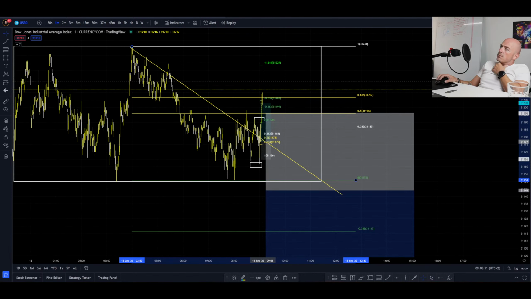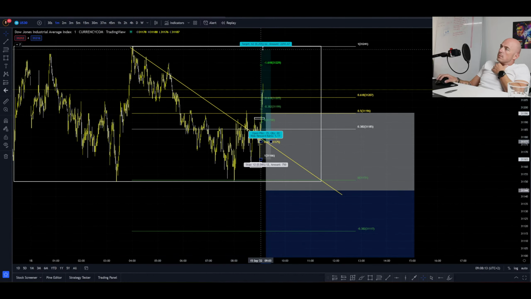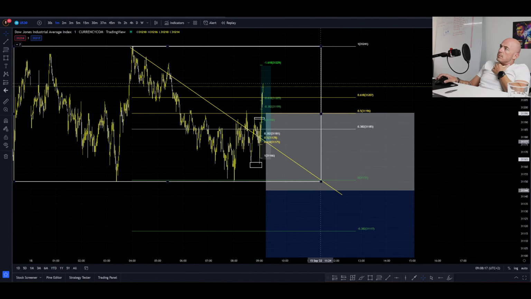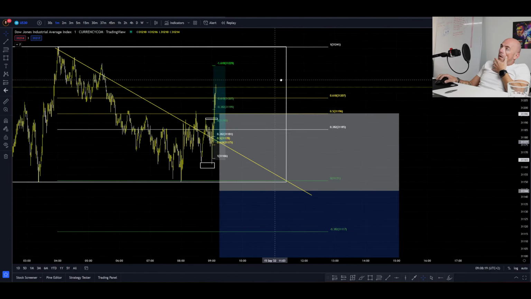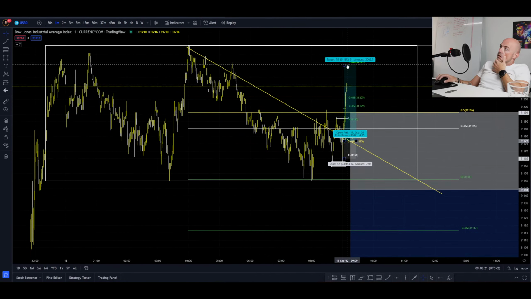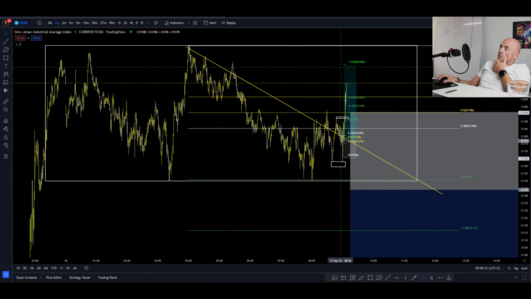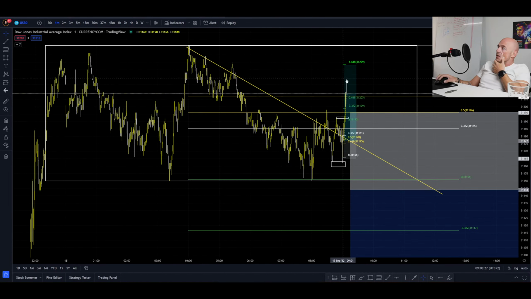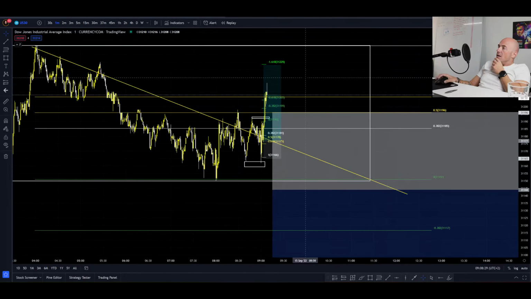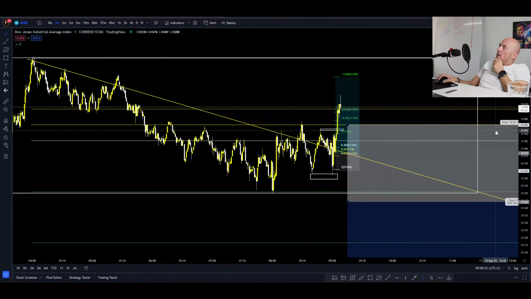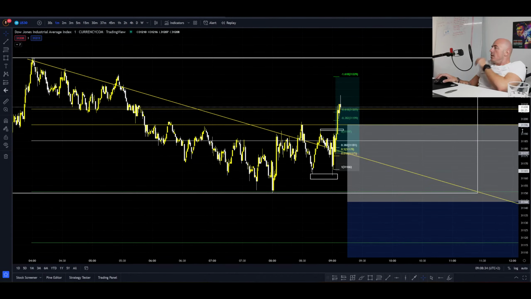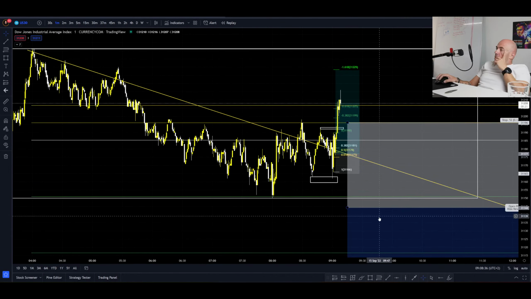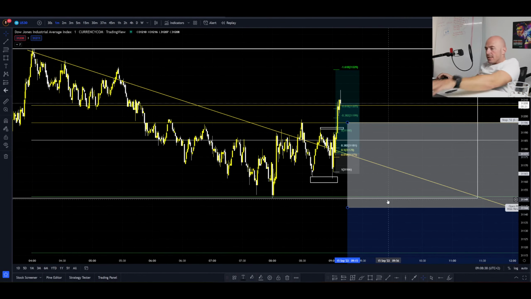Interesting. It's interesting also that that is the negative 1.618, which gets a lot of crosses in the price. So that trade is now void.